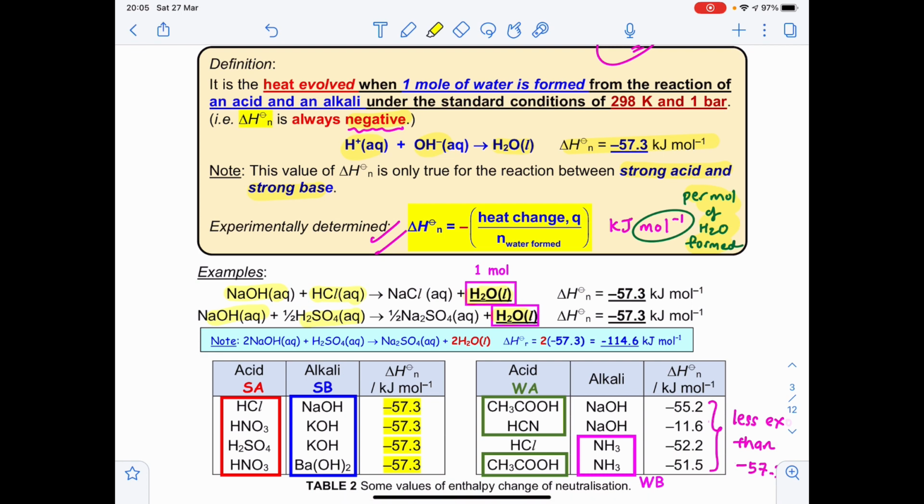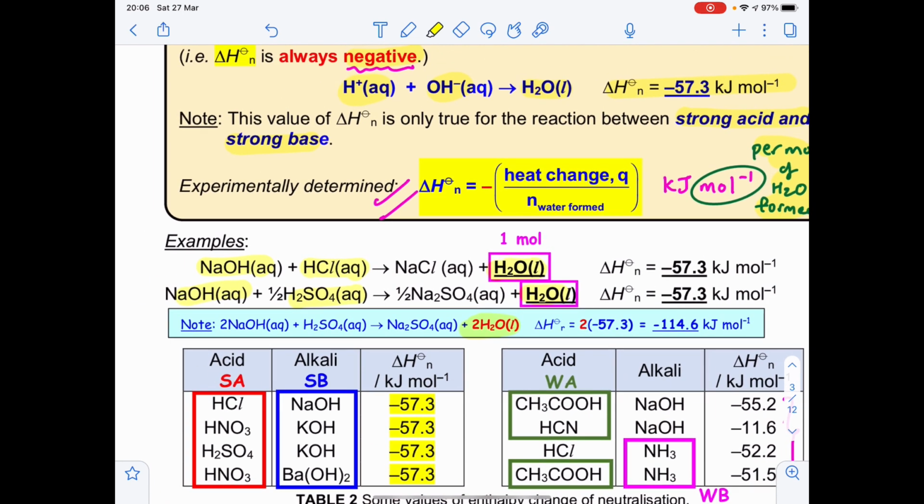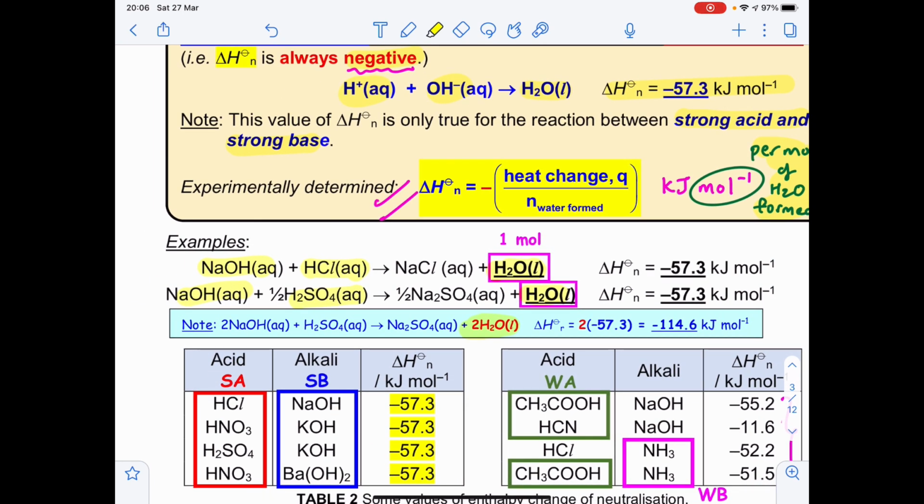If the equation shows 2 moles of water, for example, 2 moles of sodium hydroxide reacting with 1 mole of sulfuric acid to give salt and 2 moles of water, then this equation will represent 2 times the enthalpy change of neutralization. It is not the enthalpy change of neutralization.